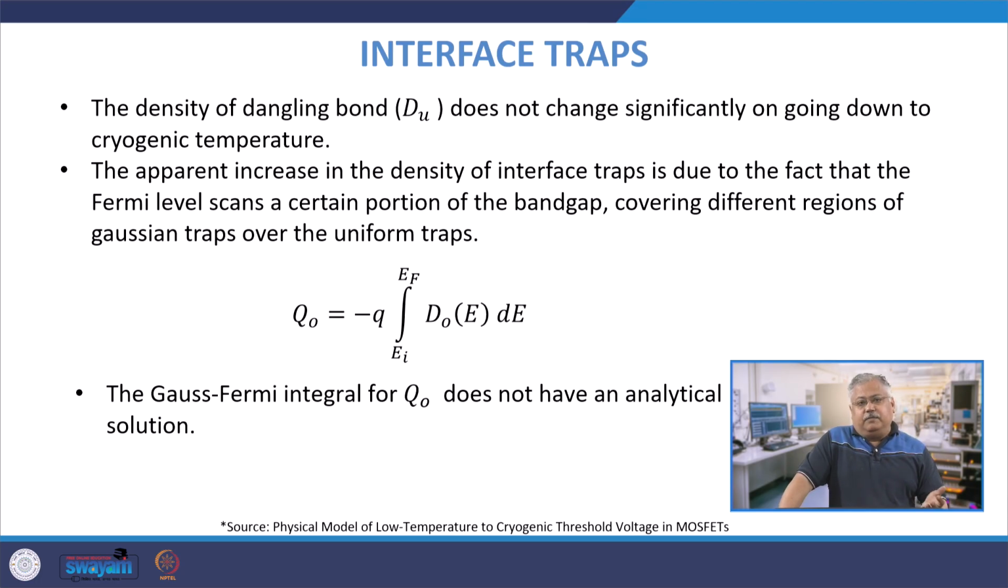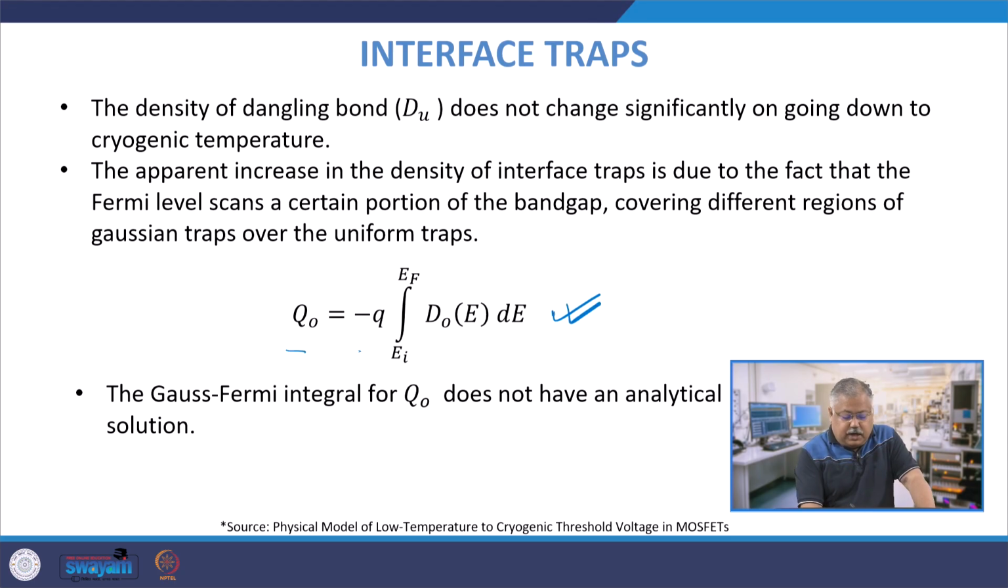So when you actually fabricate and you try to do, let us suppose, a wet oxidation or otherwise, the density of the dangling bond actually does not change too much while you are going down to the cryogenic temperature around 10 Kelvin or so. Now, if you look at the charge, how you define the total charge because of the interface trap charges is given by this expression which is shown here, right.